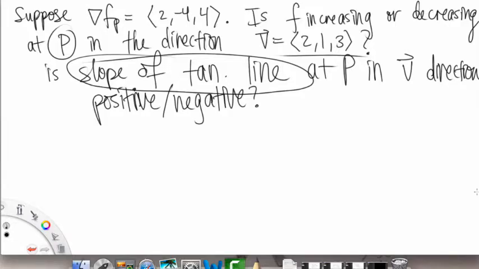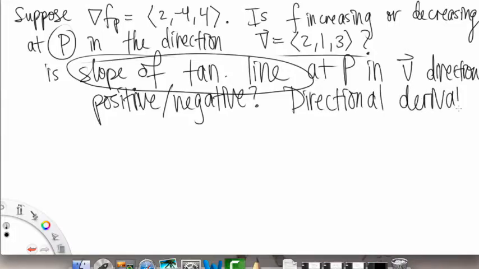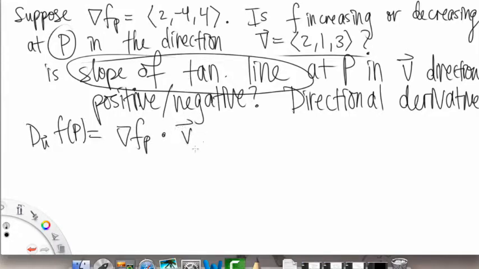That is given by the directional derivative. So the directional derivative is the key here, and that's what we're going to use to figure out this problem. The formula for the directional derivative is D_u f at p equals the gradient of f at p dotted with v, our direction vector, divided by its magnitude. So we're going to compute this, and then see what sign we end up with, and that will tell us whether f is increasing or decreasing.